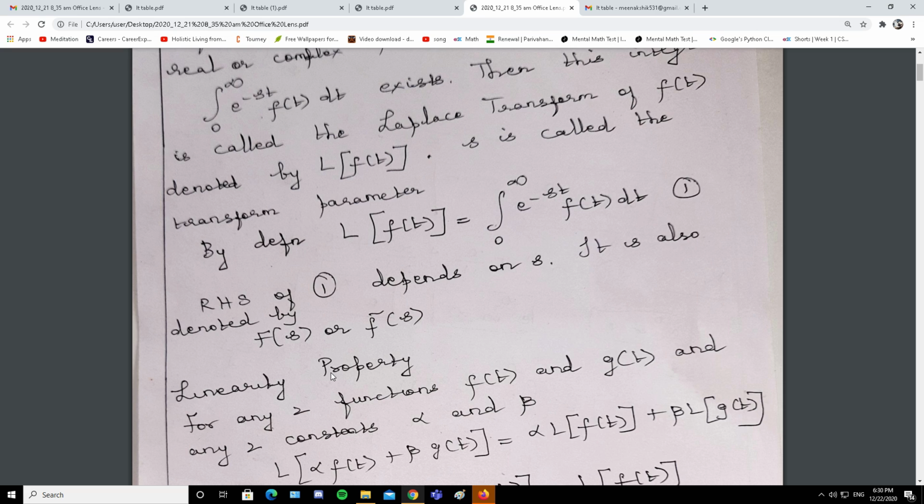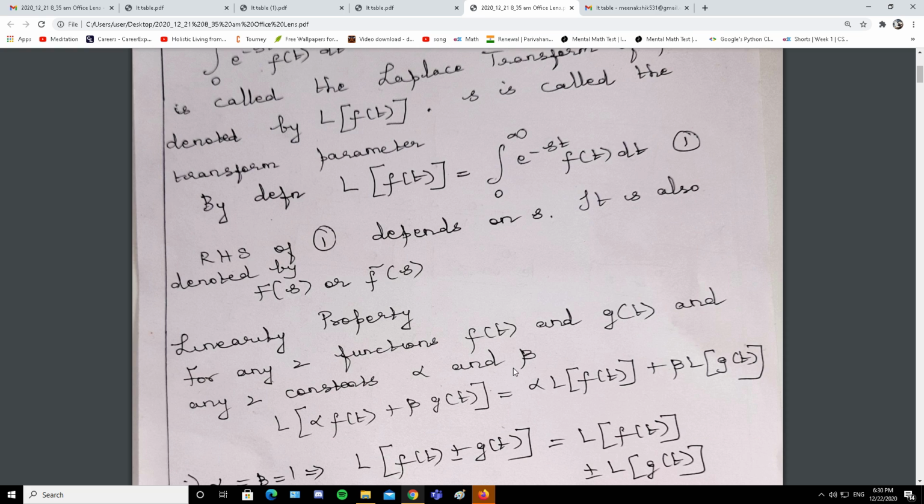Now we will get into the operations. Similar to the Fourier transform and Z transform, the first one is the linearity property. We have introduced the concept. Now we have to see what happens when two or more functions are taken and added. Let us take two real valued functions, f of t and g of t. Let alpha and beta be two real constants. Then Laplace of alpha f of t plus or minus beta g of t is the same as alpha times Laplace of f of t plus or minus beta times Laplace of g of t.